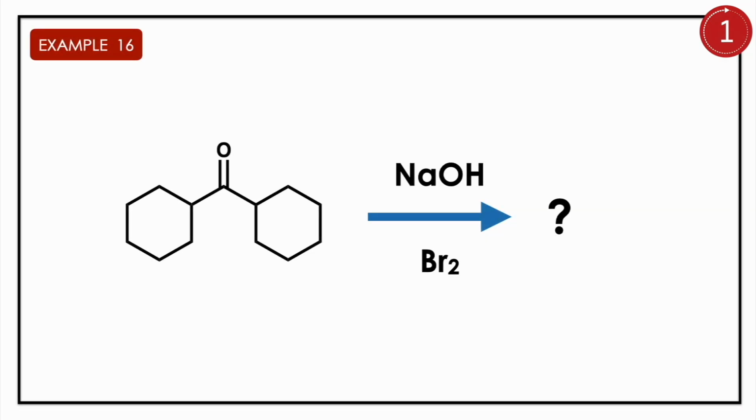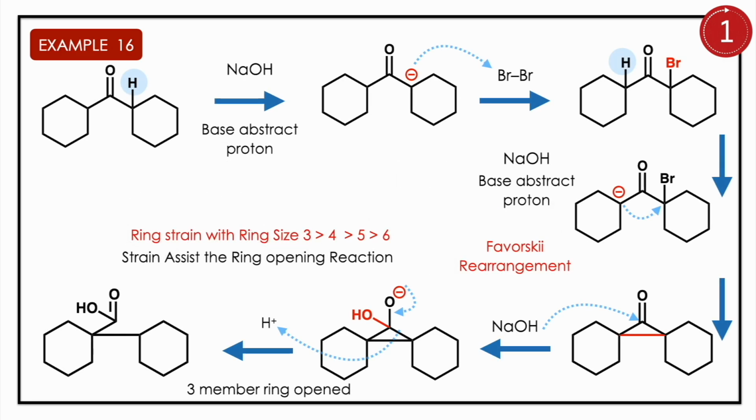Then the next question. Here you have a ketone, both sides cyclohexyl group. You are using sodium hydroxide and bromine. You should find what will be the final product. Here the ketone is there, both sides cyclohexyl. The base is sodium hydroxide. So the first step will be abstraction of the acidic proton, forming the anion.